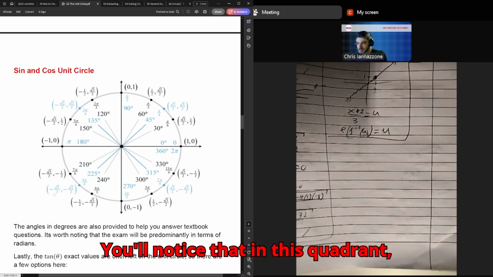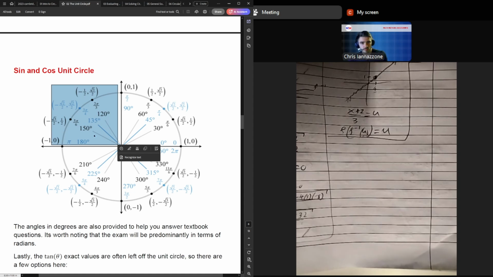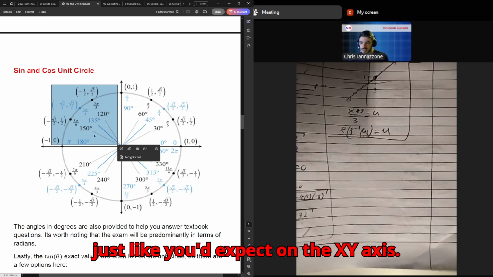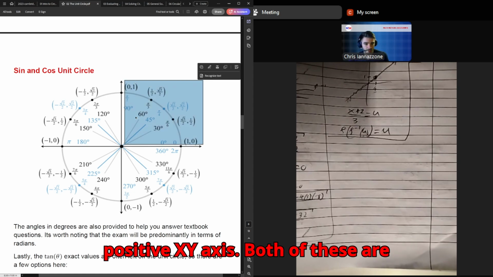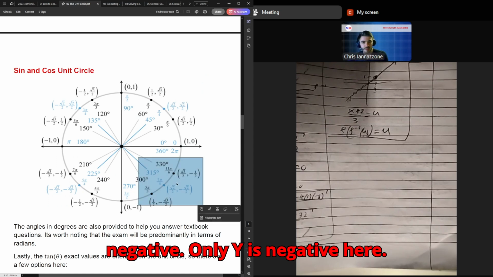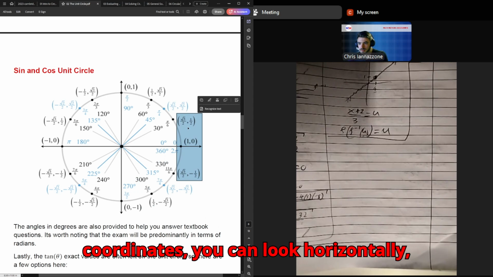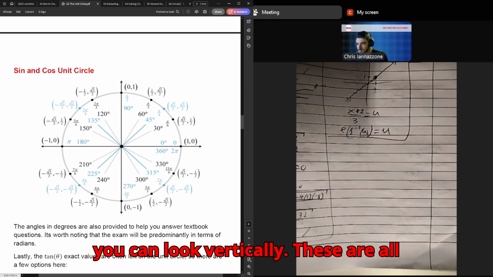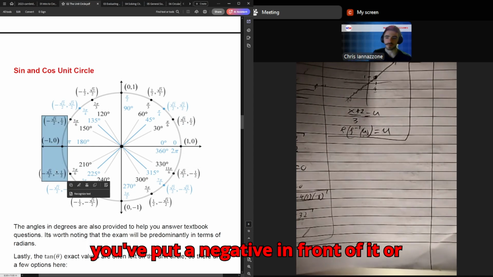You'll notice that in this quadrant, only x is negative and y is positive, just like you'd expect on the xy axes. Same can be said here. Both of these are positive, xy axes. Both of these are negative. Only y is negative here. But as far as the actual values of the coordinates, you can look horizontally, you can look vertically. These are all the same values, it's just whether or not you put a negative in front of it or not.